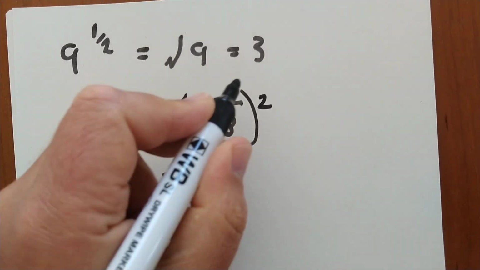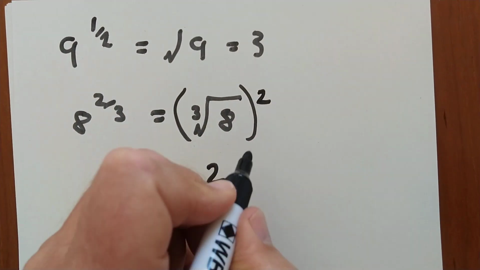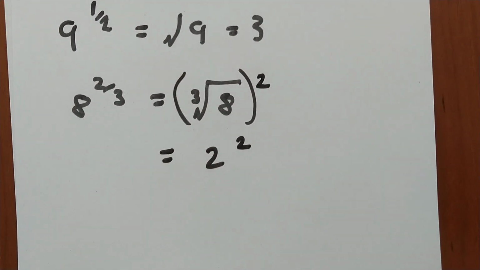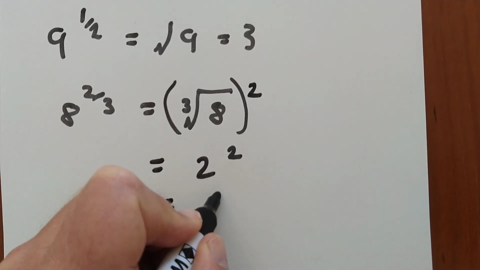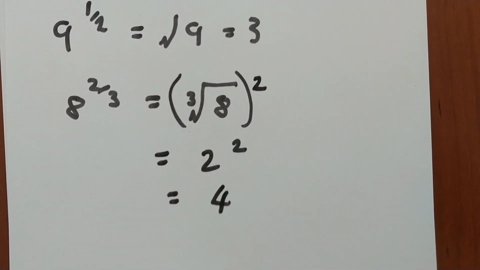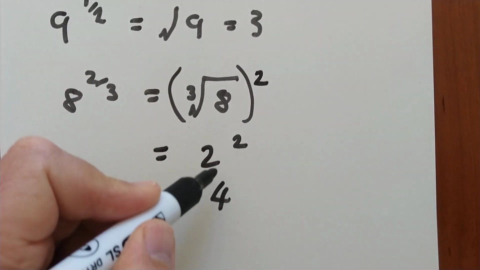I'll just put brackets around just to show what's happening there. The squared bit I've not done yet. So that's still there. It's 2 squared. Oh, but 2 squared is of course 4. So my 8 to the power of 2/3 works out to be 4.